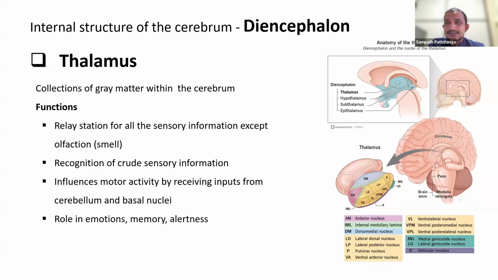So it can recognize, but it cannot really appreciate or interpret the sensory information, right? Of course, even though the motor fibers are not stopping in the thalamus, it has some inputs to the motor pathways as well, because it influences the basal nuclei, the cerebellum, all that, right? And we learn it has some contribution to the limbic system, so it affects the emotions and the memory. All those functions are there in the thalamus, right?